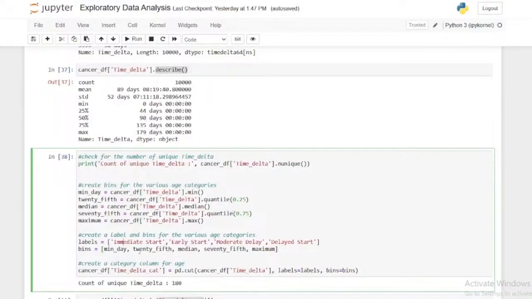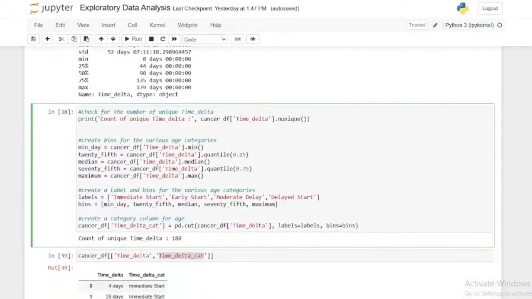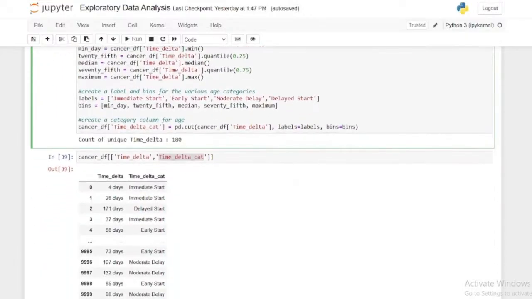So with this, we're able to create our categorical column calling on the pd.cut method. The pd.cut method is going to take in the column which you want to cut, that's the column you want to categorize, your label values, and your bins. So if I run this code, we would be getting our time_data_categorical column.